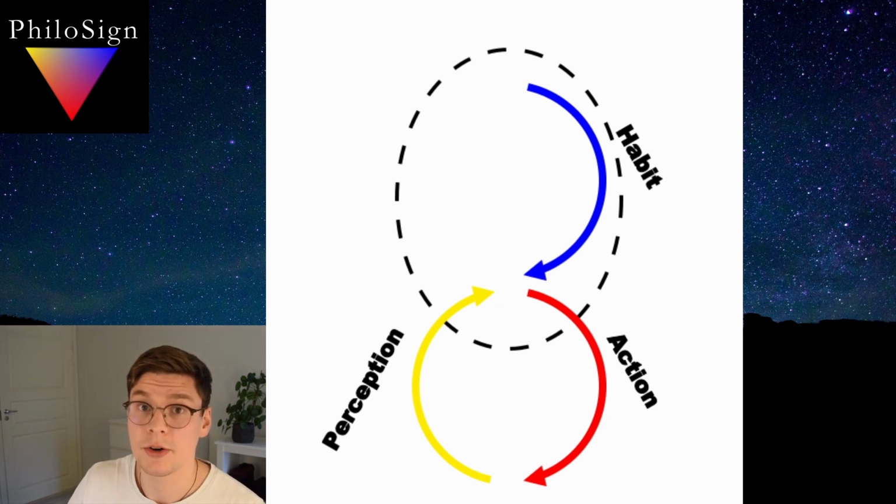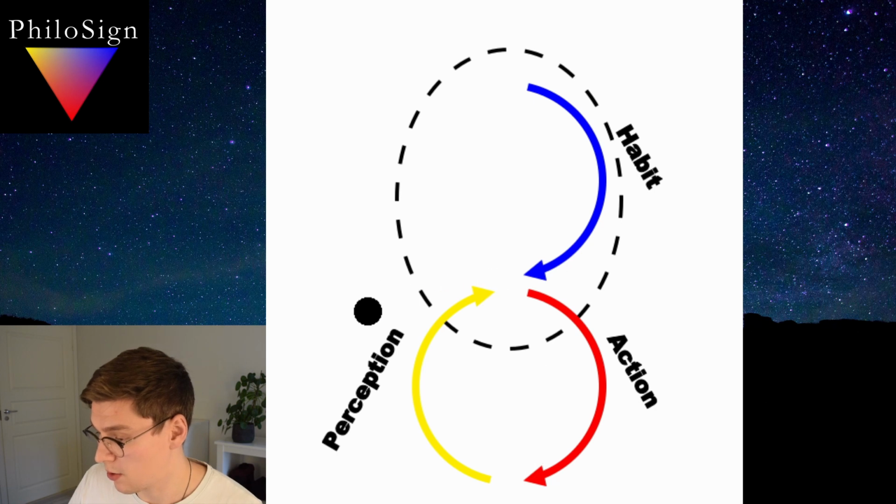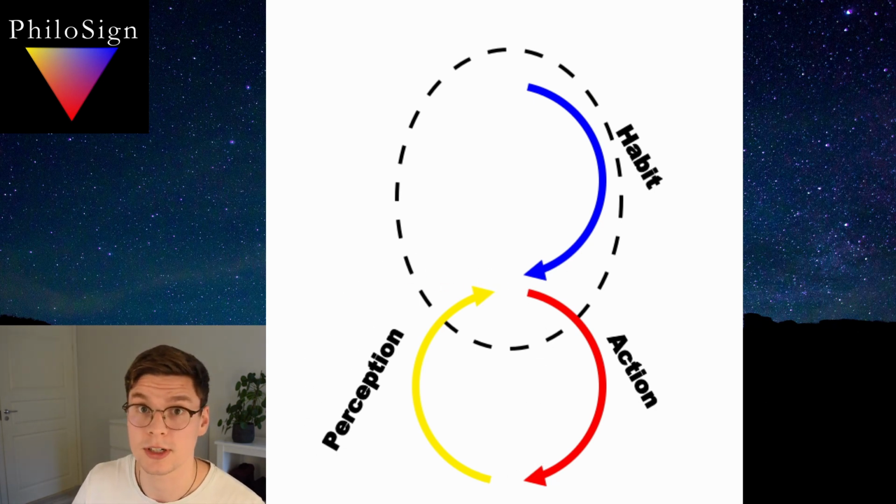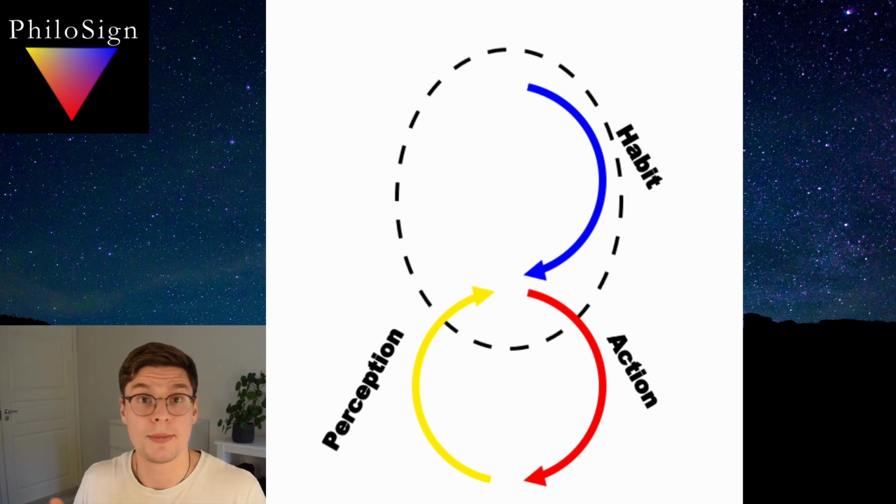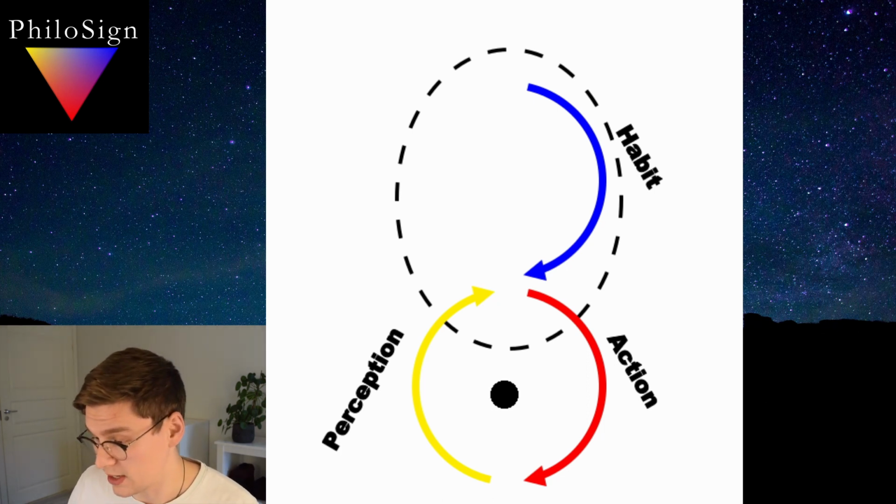So let's start with the first arrow, the arrow of perception, which corresponds to firstness. So this is the experience of perception. So how the world manifests to you, how you sense the world, how you perceive your surroundings. That is what this arrow is representing.